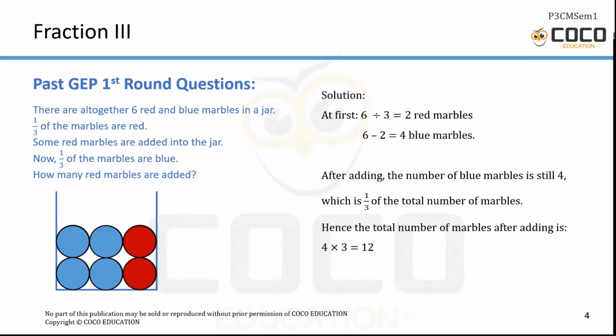Okay, so in total you have 12 now, but before you only had 6. So how many more did you add? 12 minus 6. So we added 6 red marbles. Did you get it correct? The correct answer should be 6.